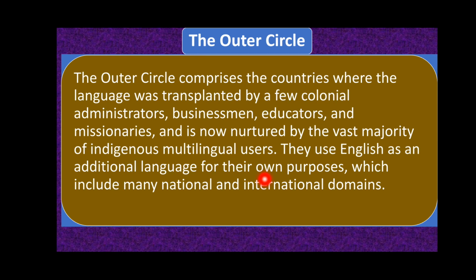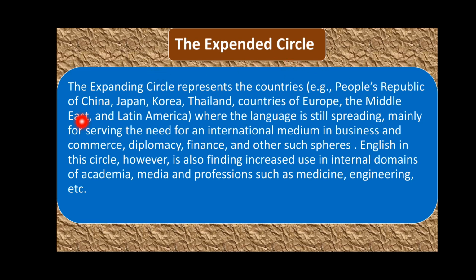If we talk about Pakistan, so Pakistan comes in the outer circle. Pakistan, India, Bangladesh, Nigeria, some parts of Africa, Asia, so they are included in the outer circle. And if you talk about the expanded circle, then we have China, Japan, Korea, Thailand. So these are not the countries which were colonized by the British, right, or by America. But because of the need of the day, because of political and economic factors, English became the international language and people use it there, right?